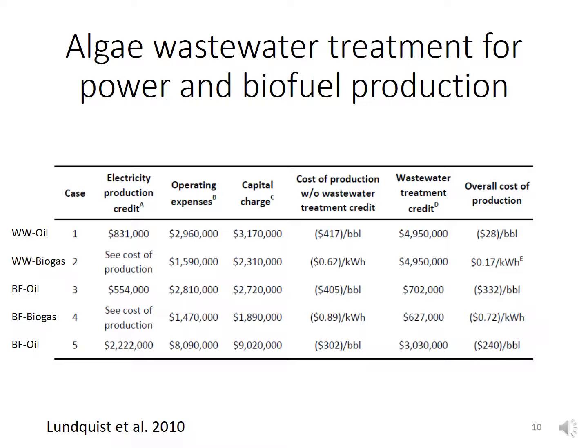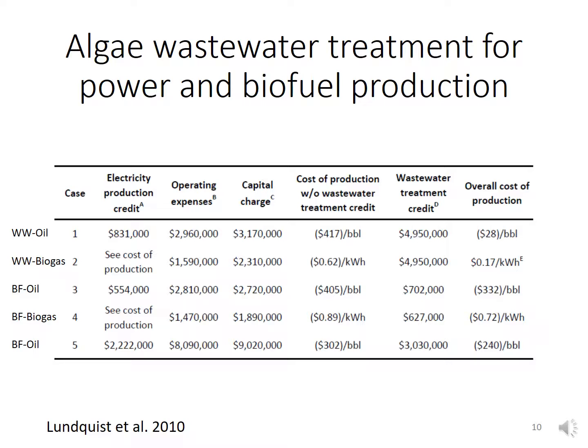And so you can see here that they have a generous credit from the wastewater treatment facility in the first 2 scenarios. That makes the biofuel production scenario almost economically viable, but it's still losing money. In the case of the biogas scenario, we're finally able to make a profit thanks to that wastewater treatment credit. And so that shows how essential it is not only to have the nutrients that you need, but to have someone that is willing to pay you for the service of cleaning up the water in your facility.